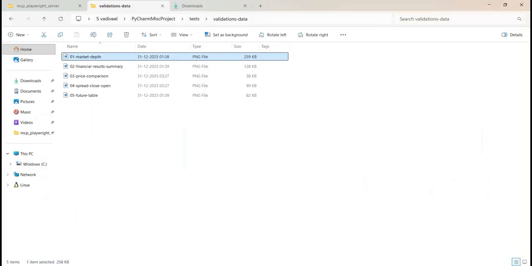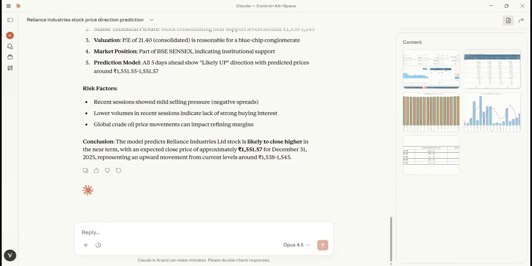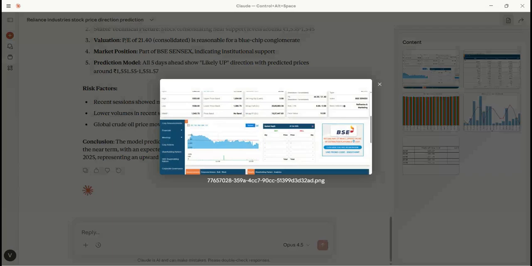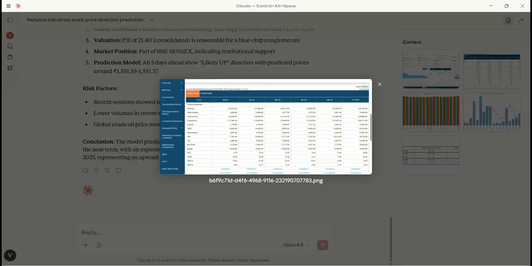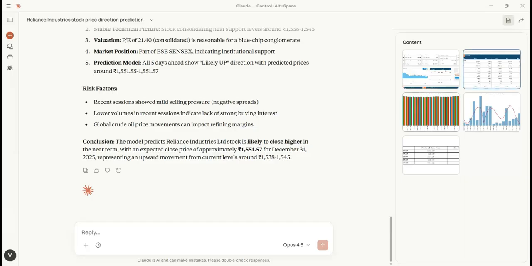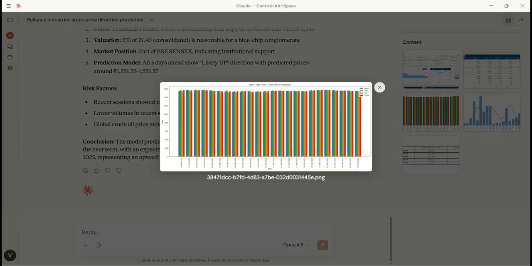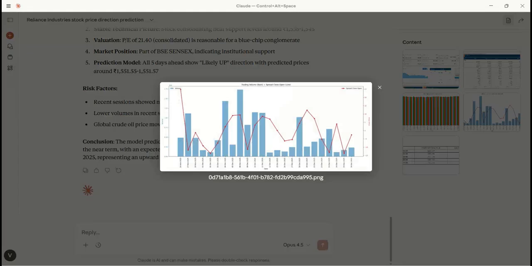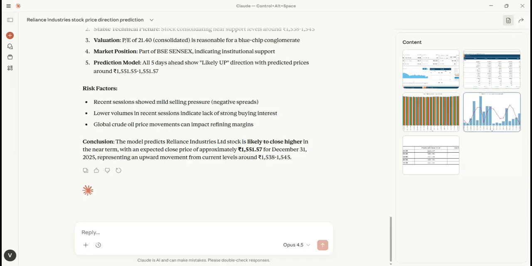The third is the open, close, high and low price comparison graph generated by the Playwright. The fourth is the trading volume versus spread close open combined bar and linear graph generated. All the above-mentioned screenshots and graphs are exported to the Claude Desktop LLM summary and its details.